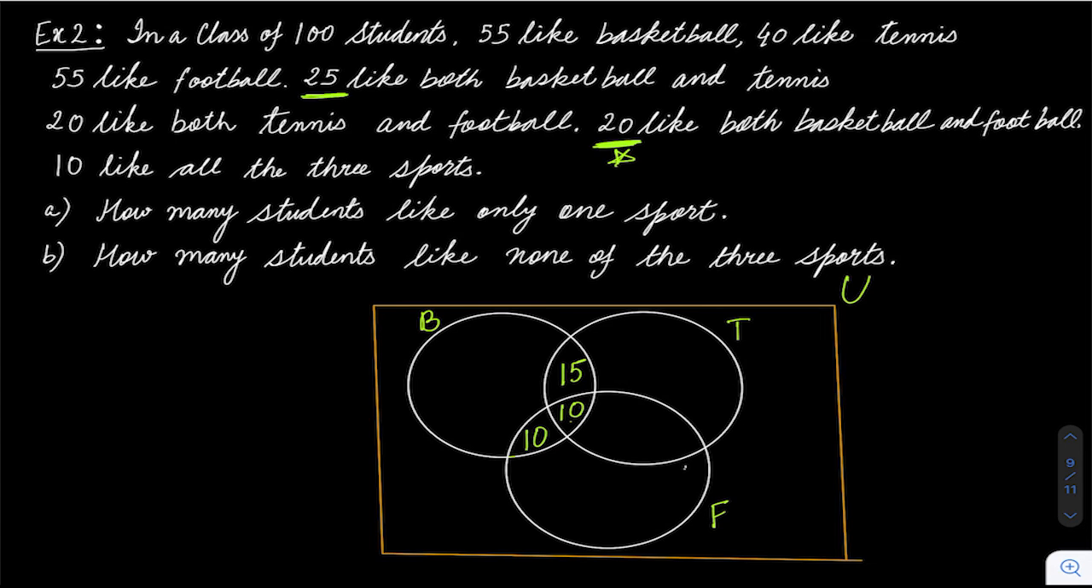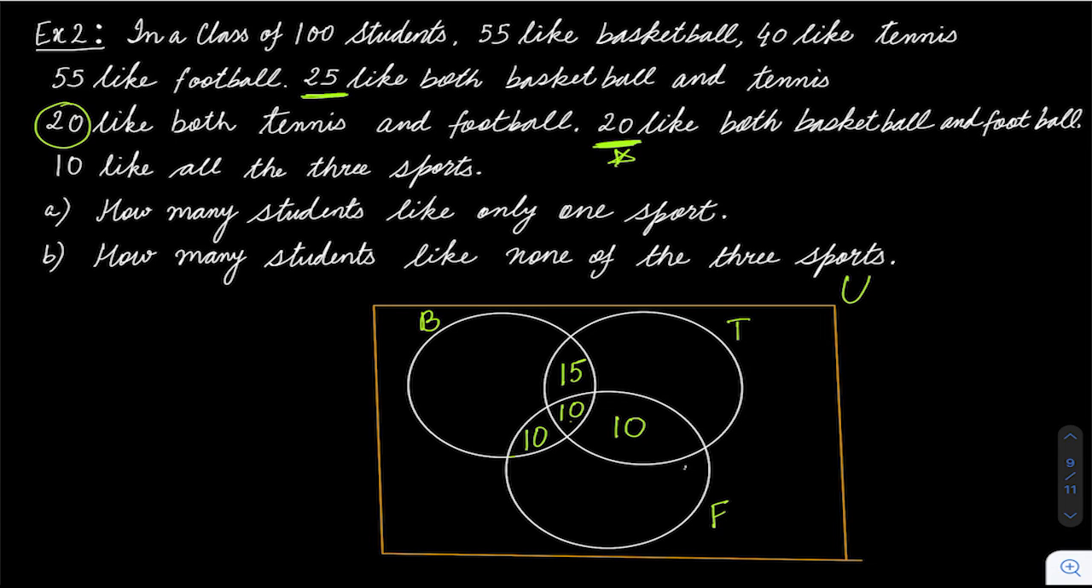Now, what is remaining? Tennis and football. 20 students like both tennis and football. So if this total is 20, and this is 10, then this should also be 10. Now you can see that slowly we are fitting in the numbers. This is what happens in a Venn diagram. This is how we solve questions. Okay, let's move further now.